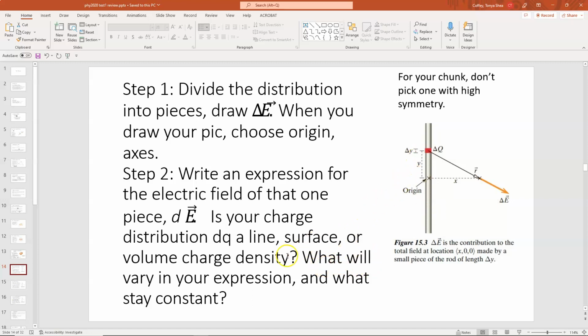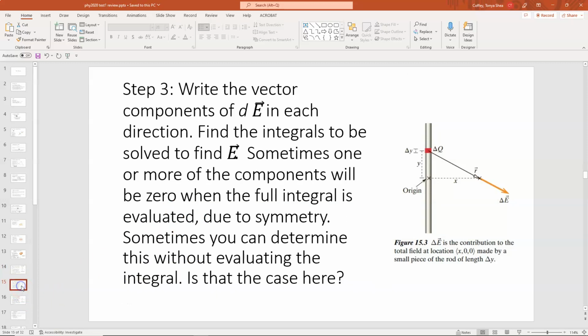Once you've done all that, you're going to look at your expression for your dE, and you're going to see what's going to vary in that expression and what's going to stay constant. You're going to have to write the vector components of dE in each direction. Remember that the electric field is a vector, okay? So you can't just do k dq over r squared and call it a day. You can see here that this line has vector components. It has both x and y components. Now sometimes, like it will for this one, one or more of those components is going to sum to 0 when you do your full integral.